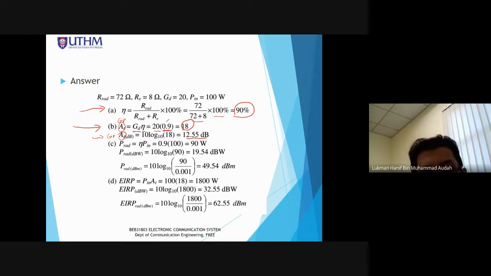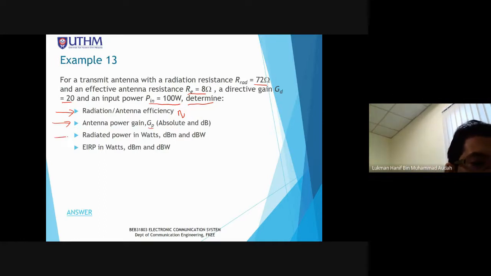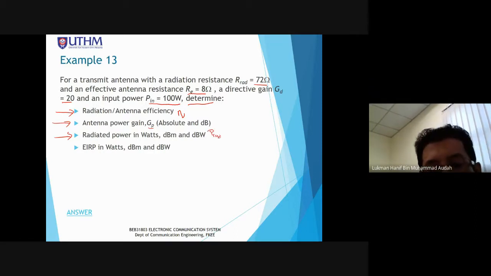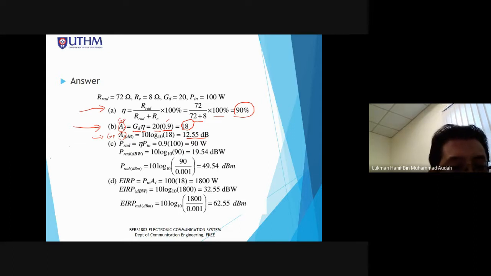Okay. And then what? The question asks about radiated power in watts, dBm and dBW. What is the value of P radiation, the radiated power? We already know the input power, so we can find the radiated power based on the antenna efficiency. Remember that efficiency is equal to P radiation divided by P input. So P radiation is equal to efficiency multiplied with P input, actually multiplied with 100%. So here efficiency is 0.9 multiplied with the P input given in the question. So we get 90 watt.